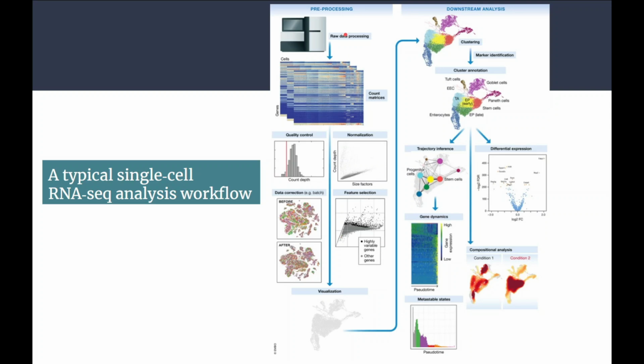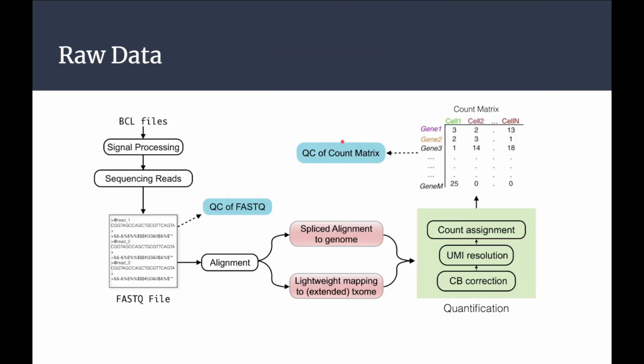So basically we are going to start with the raw data. Raw data is basically your FASTQ. From the FASTQ you need to do the alignment and generate the count matrix. So you will have the count matrix. So what is the count matrix? This is the count matrix.